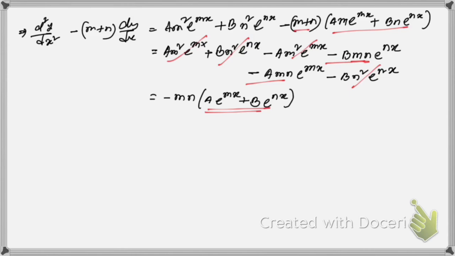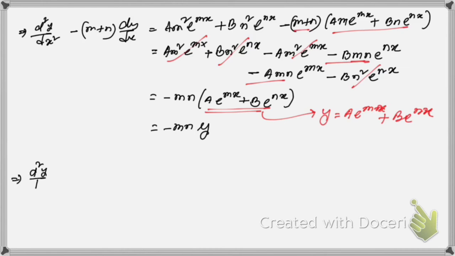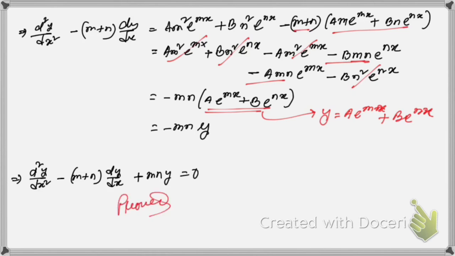Okay, so now you see this expression within the bracket is nothing but y. It was given in the question y is equal to this. So we can write this one as minus mn y. So now if you transfer this term to the left side, then you will get this result, which is the required result. Hence proved. So hope you have understood this. Now let's move on to the next question.